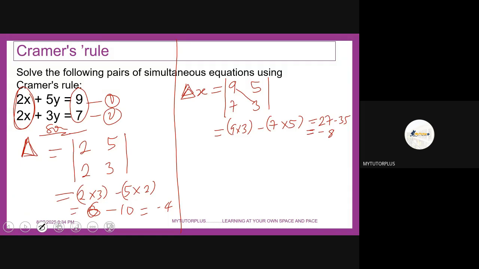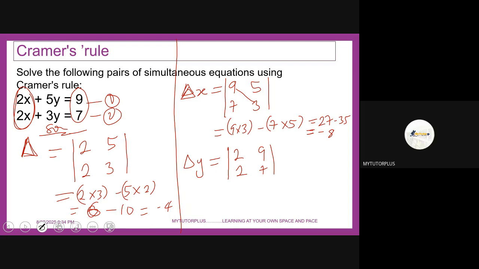Then we look into delta y. If I want to get the value of delta y, I believe somebody should be able to predict what my step will be now. This time around, the value of x will remain the same. I'm going to write 2 and 2. Then you replace the column for y by the final answers that we have there. So that will be 9 and 7. Can you understand that procedure, please?